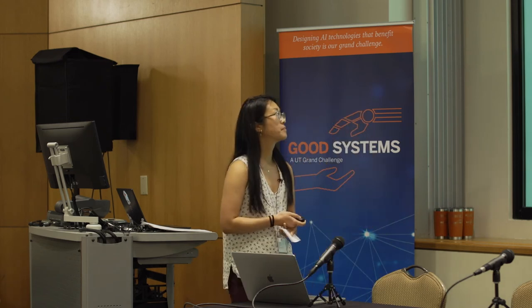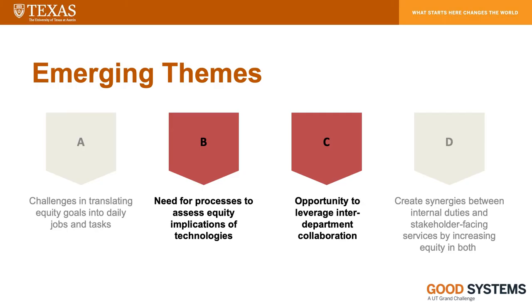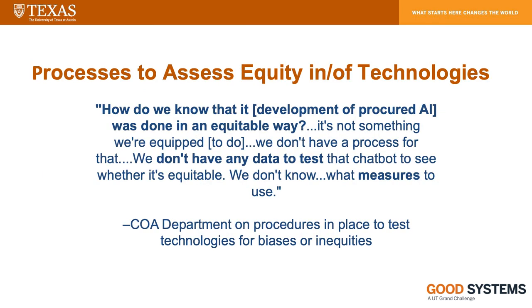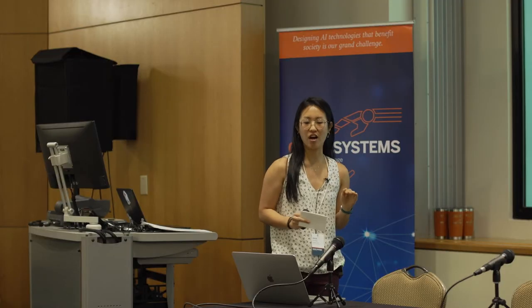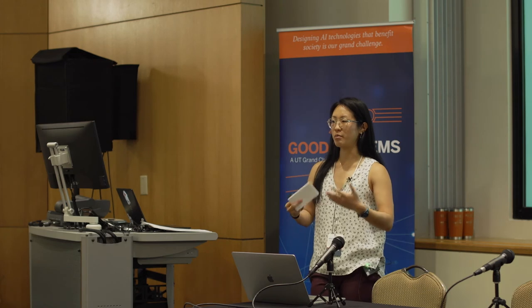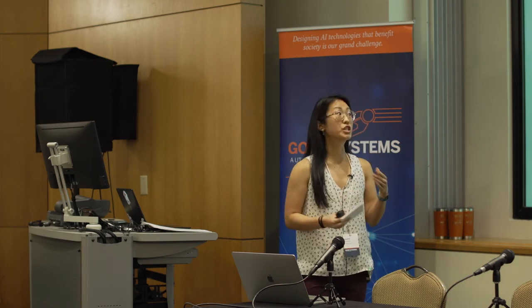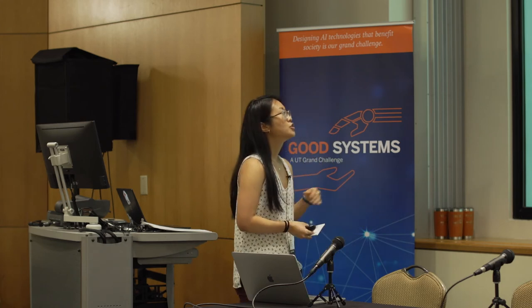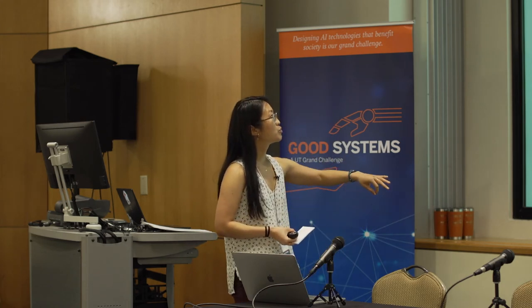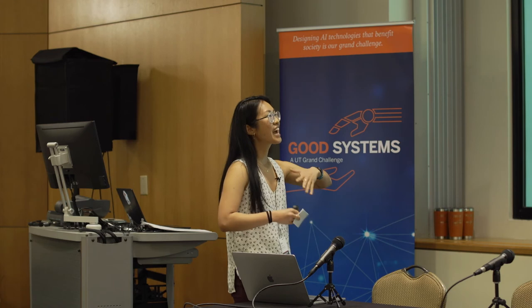So we've been working on thematic analysis, and I'll focus on these 2 themes in the middle right here. The first one that we focused on was processes to assess equity in and of technologies. And something that we heard very early on from the departments was that they lack some kind of formal process or method by which they can actually think about equity with the technology that they're using or the technology that they're thinking about buying.